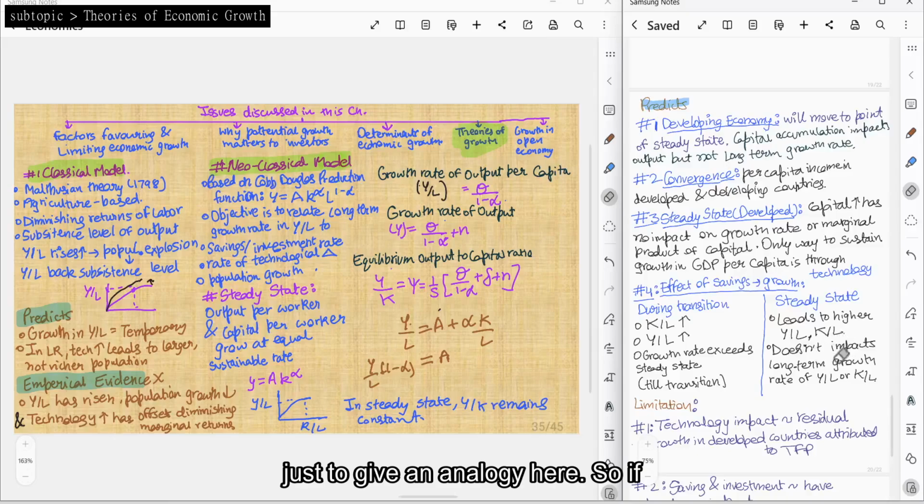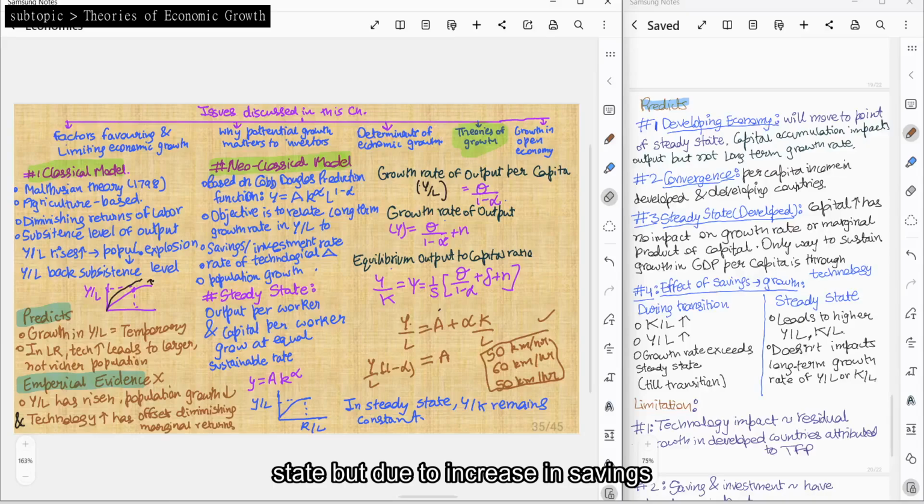So, just to give an analogy here, let's say we are traveling at a speed of 50 km per hour in the steady state, but due to increase in savings, we increase to a speed of 60 km per hour, but this is temporary. In the long term, we will return to the speed of 50 km per hour. Now let's come to the limitations of the neoclassical model.